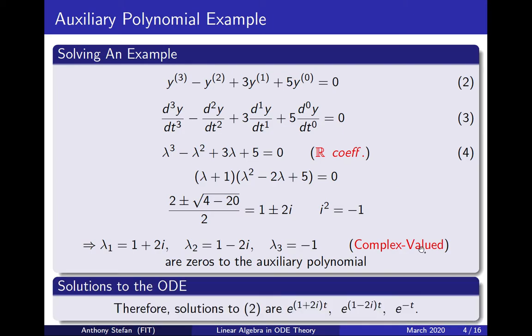So let's look at the solution. The solutions to 2, this ODE, are e to the 1 plus 2i t, e to the 1 minus 2i t, and e to the negative t, which we can see is just e to the lambda 1 t, e to the lambda 2 t, and e to the lambda 3 t.